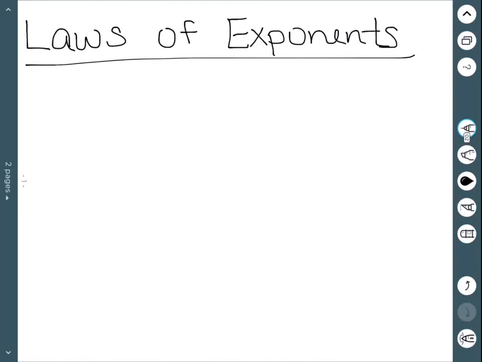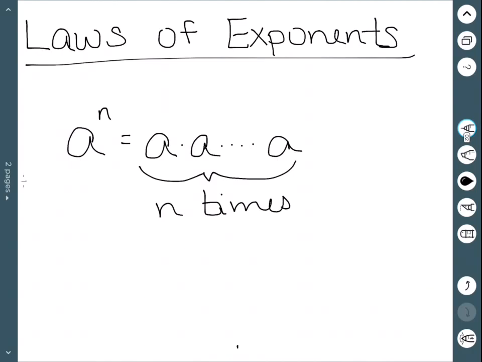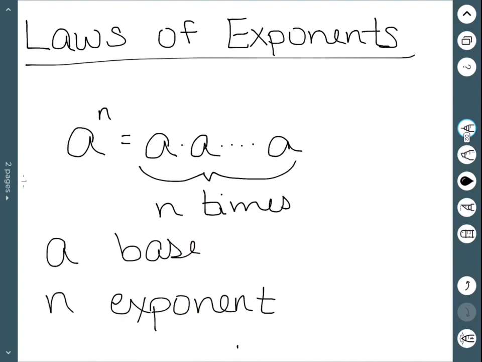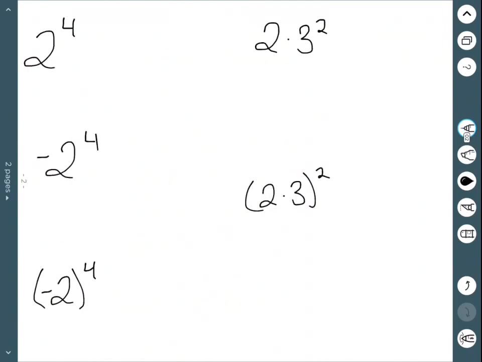We'll discuss exponents and the different laws of exponents. The first question: what exactly is an exponent? An expression like a to the nth power means we multiply a by itself n number of times. The number a is known as the base and n is known as the exponent. We'll now look at several examples.